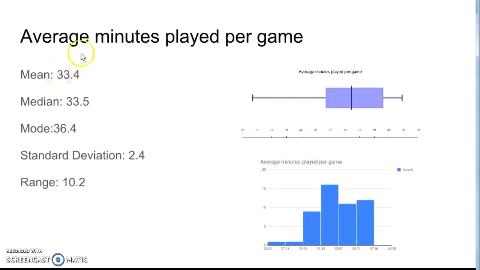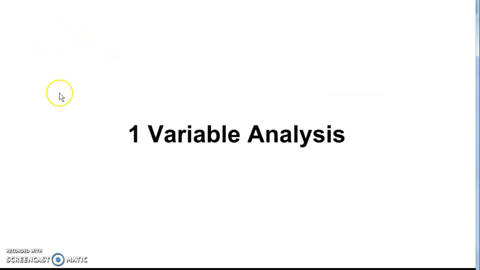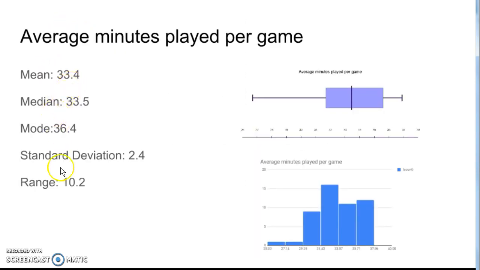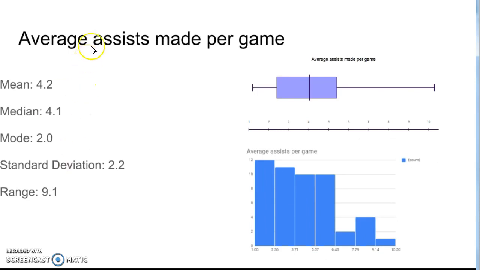So now I'm going to go on to my one variable analysis. A lot of these explanations are repetitive, so I'm just going to choose average minutes played per game for specific values, but then I'm going to talk about standard deviation for the assists and steals.